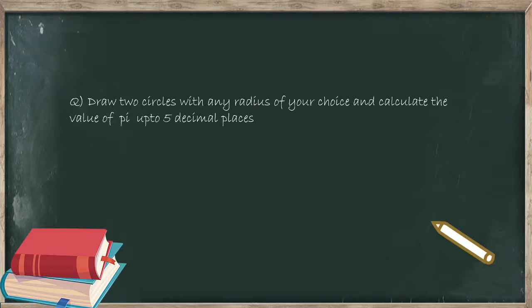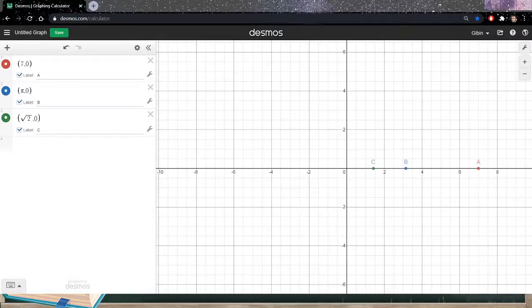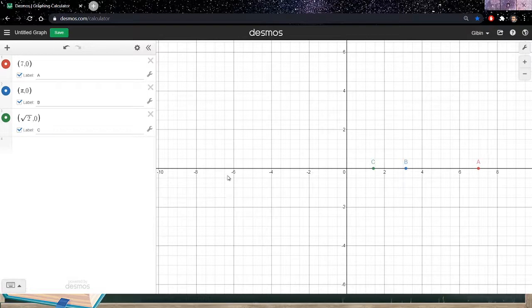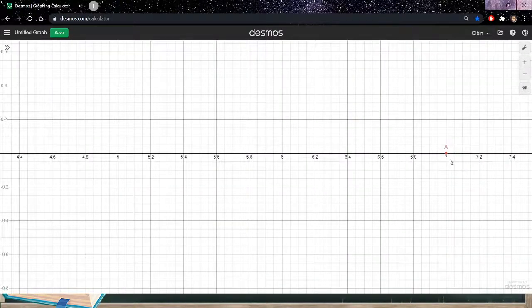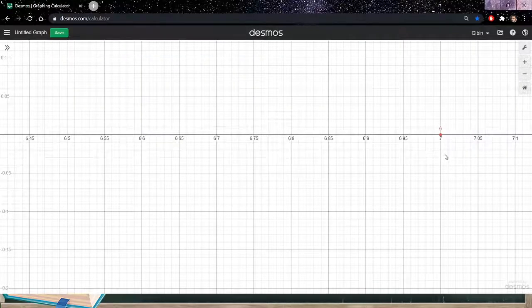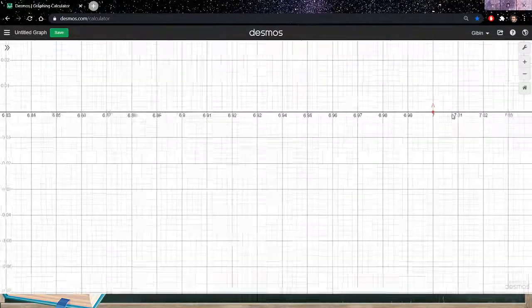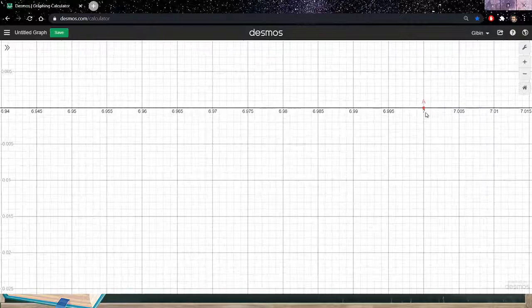Now, let me show you something else too. I'll show you one property of irrational numbers. See, the problem of irrational numbers is that we cannot find a fixed value for them. Now look at point A. Point A is 7, 0. Now this is very easy, right? 7 is very easy. If you look carefully, however much I zoom and however deep I go, 7 remains at 7 itself, right? Point A remains at 7 itself.